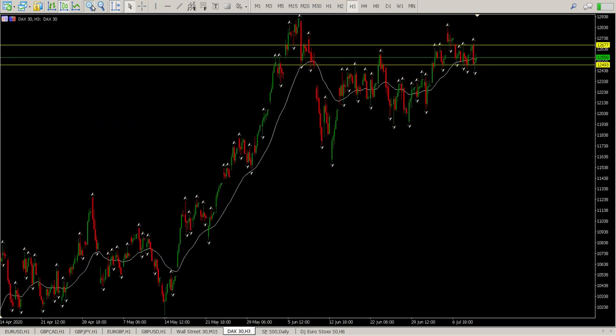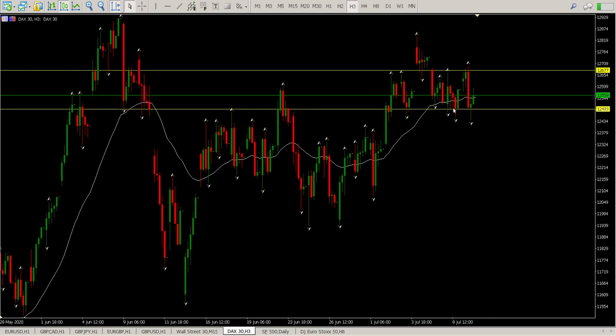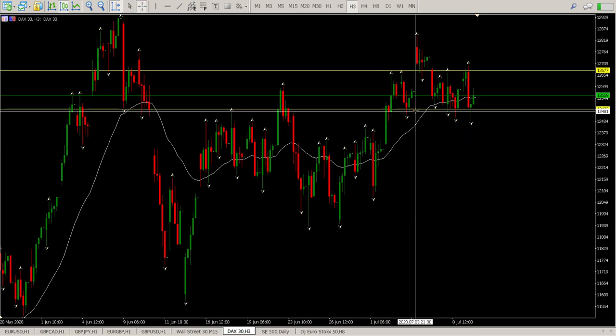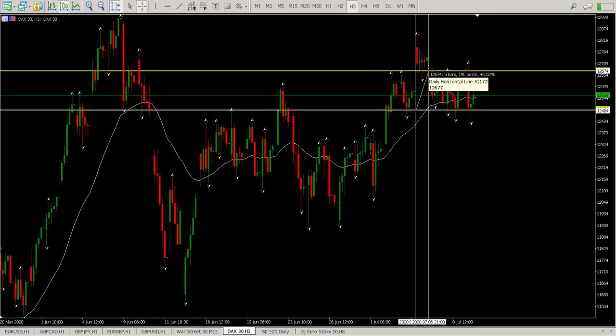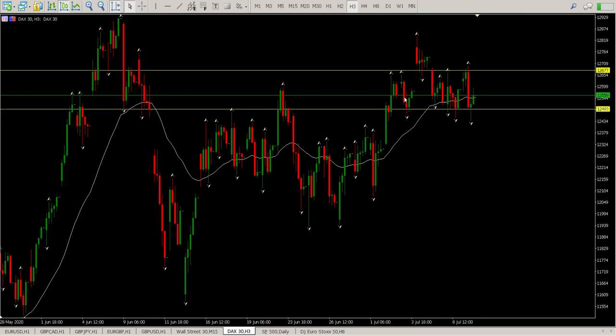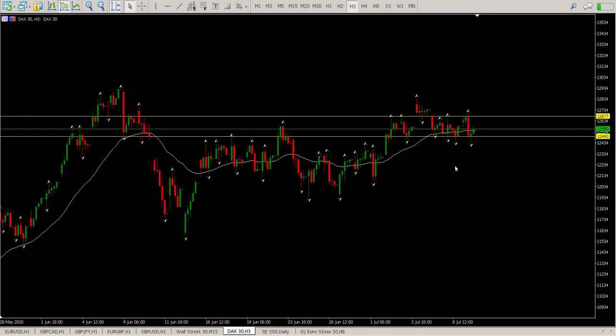So I'll just zoom in here. So you can see we are bouncing off this bottom level, and we're bouncing off the top level. So a similar scenario to the Dow Jones. We are ranging at the moment, and this is just a messy range. So for me, it's only 190 points. It's not that easy to trade these things.